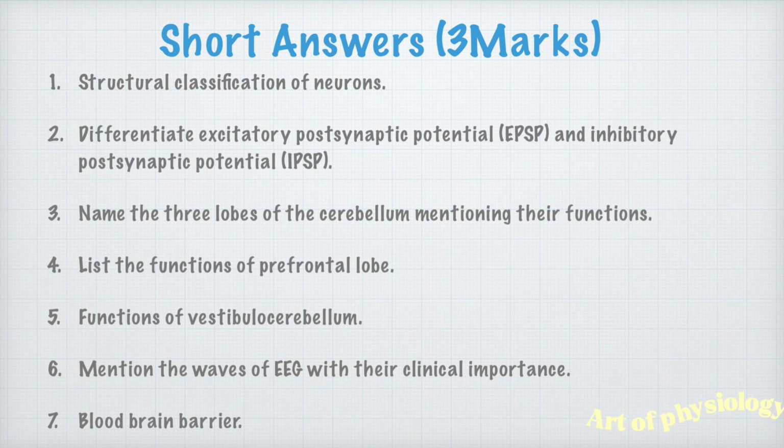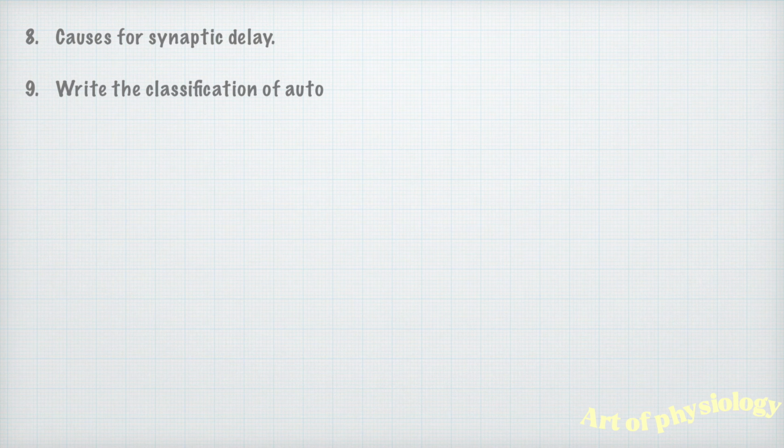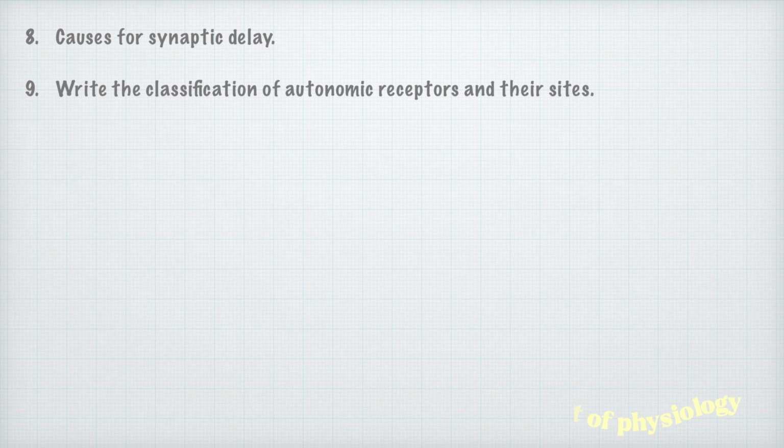Blood-brain barrier, that is also important. What is the blood-brain barrier? Draw the diagram. What is the use? What is the important significance of blood-brain barrier? You should know. What are the causes for synaptic delay? 9th question. Write the classification of autonomic receptors and their sites. Neuromuscular blockers also you should read.